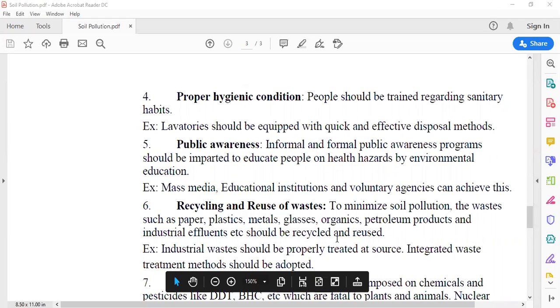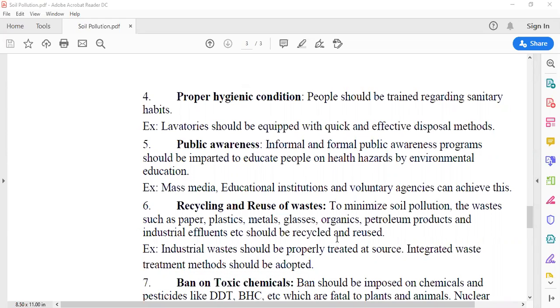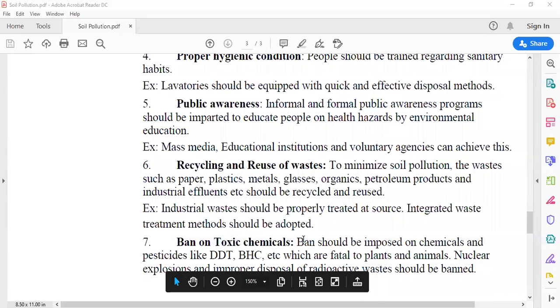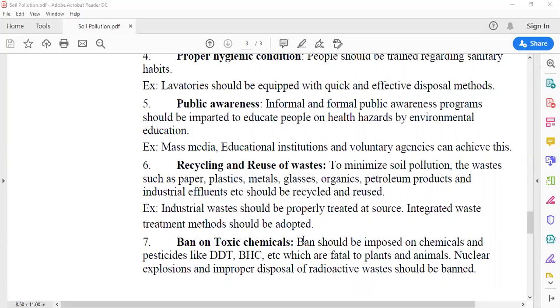Then public awareness. Formal and informal public awareness programs should be imparted to educate people. Nowadays, the government, through mass media communication, has started awareness campaigns. Then recycling and reuse of waste. To minimize soil pollution, waste such as paper, plastic, metals, glasses, various organics, and petroleum products should be recycled and reused. Then industrial waste should be properly treated at the source. Integrated waste treatment or integrated nutrient management should be adopted.